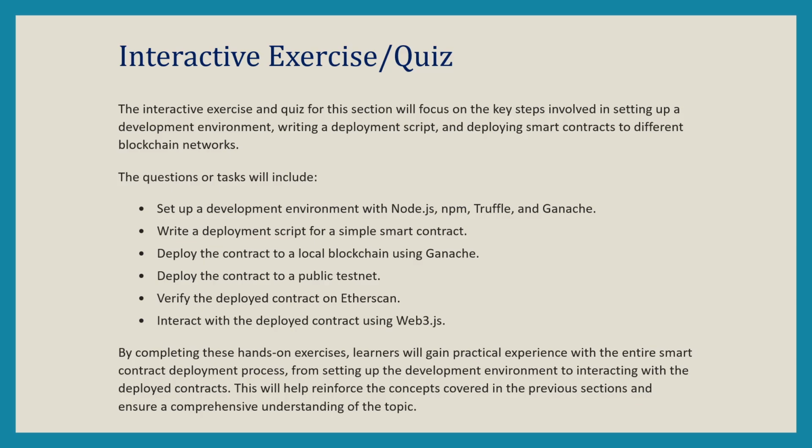So your tasks will include setting up a development environment with Node.js, NPM, Truffle, Ganache, and writing a deployment script for a simple smart contract. You deploy this to a local blockchain using Ganache, then you deploy it to a public testnet. Verify the deployed contract on Etherscan, and you finally interact with the deployed contract using Web3.js. By doing this, you will gain practical experience with the entire smart contract deployment process, right? From the setting up of the development environment to interacting with the finally deployed contracts.